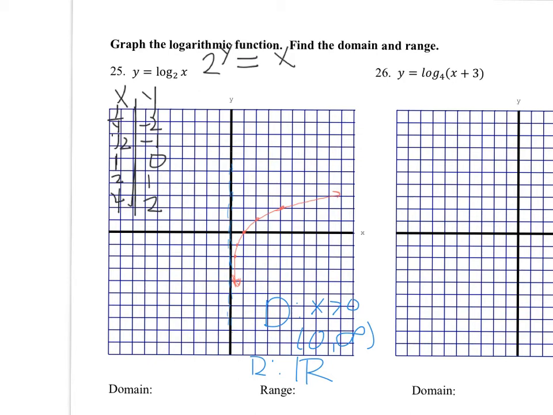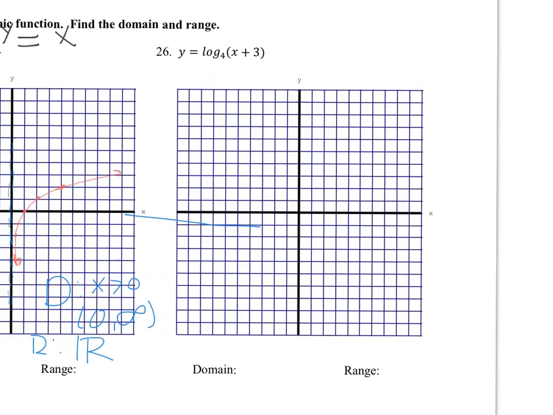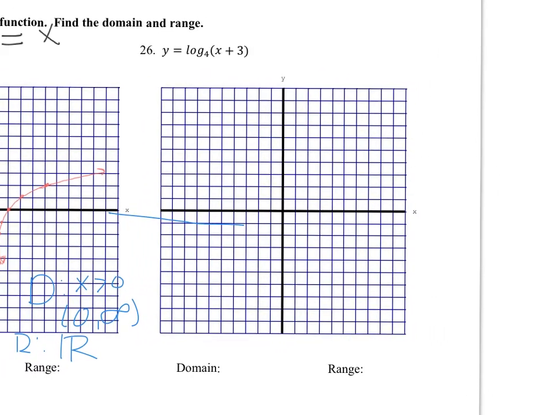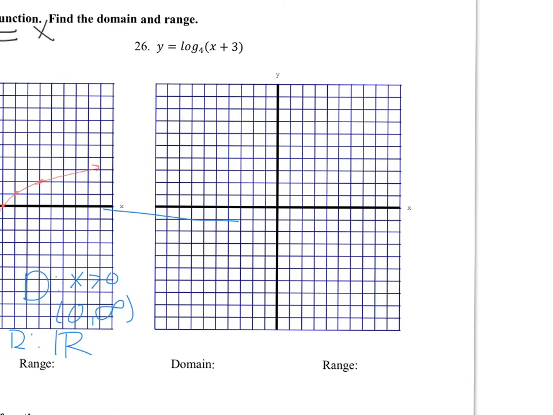I'll do one more of these because of the asymptote. So next one right here. This is going to move it left 3. So what you want to do here is think first, what's the equation? So it's going to be 4 raised to the y is equal to x plus 3. But it would be actually better if you did 4 raised to the y minus 3 is equal to x. So same type of thing.